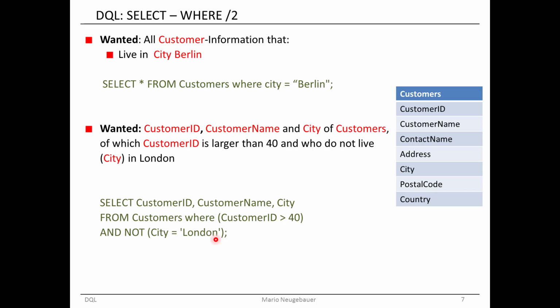If only one condition is valid, so the customer ID is 40, but the city is London, then the row will not be selected. And vice versa as well. If the city is not London and the customer ID is smaller than 40, then also the customer row will not be selected. So both conditions have to be valid, have to be true in logical terms, and only then the customer row will be selected. So let's check that in our database.